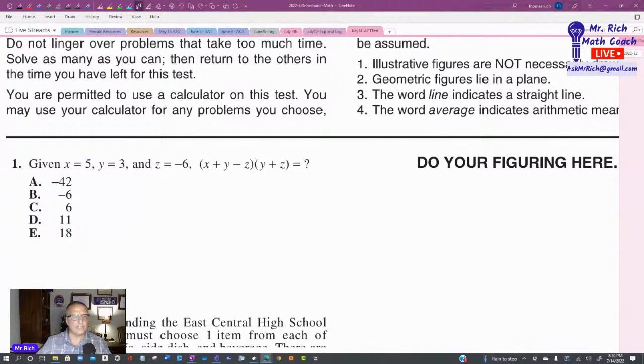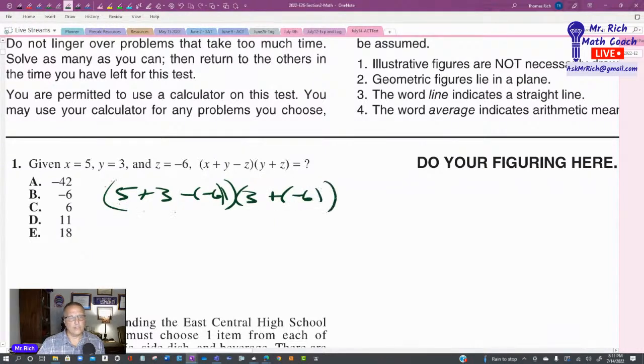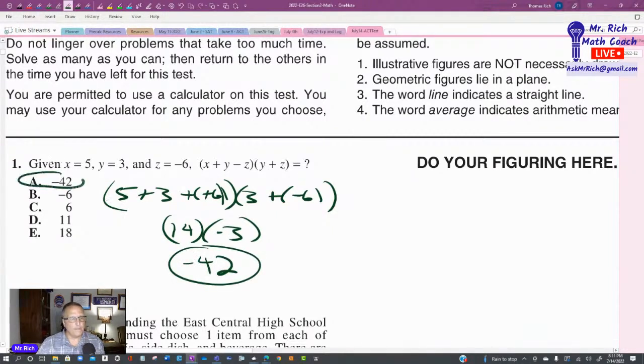Question 1 says that given that x equals 5, y equals 3, and z is equal to -6, what is x plus y minus z times y plus z? All right, so I am going to fill this in. So I'm going to say it's 5 plus 3 minus a -6, and that would be multiplied by 3 plus a -6. So that's going to turn that positive. So that's going to be 8 and 6 is 14. And 3 minus 6 is a -3. That is a -42. I'm going with A.